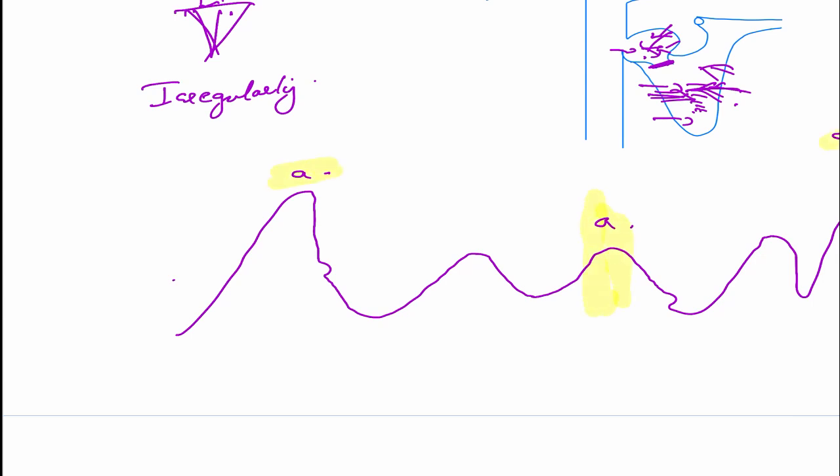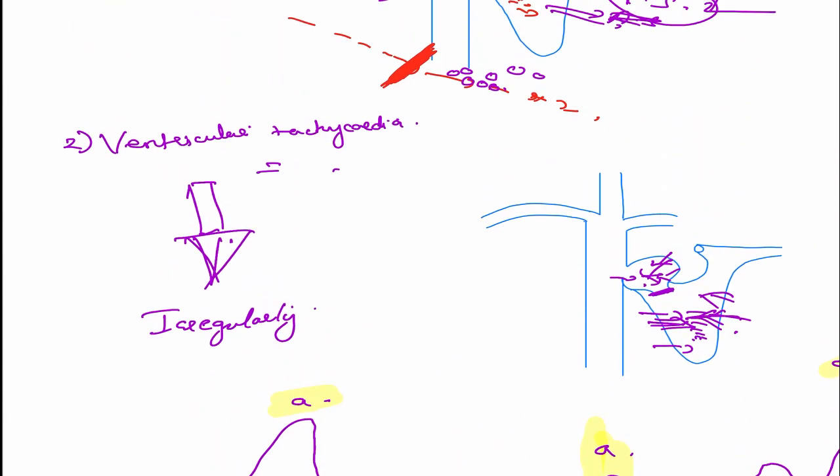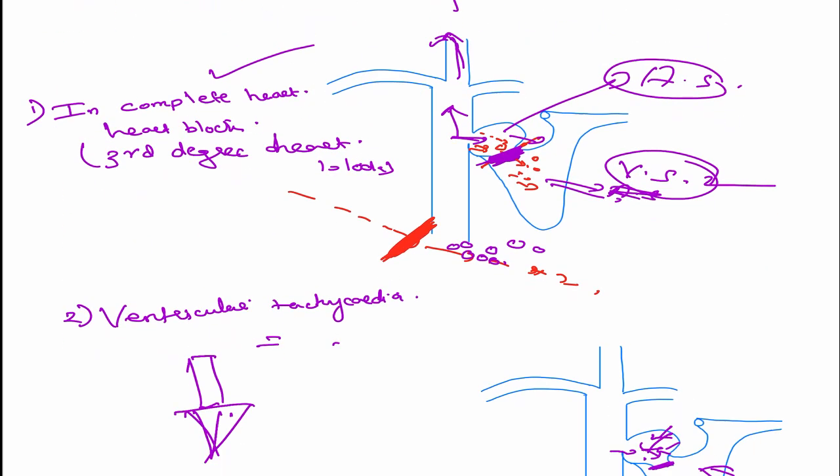In between you have a normal A wave. So this is what is irregular Cannon waves. These are two conditions where you get an irregular Cannon wave: ventricular tachycardia and third degree or complete heart block.